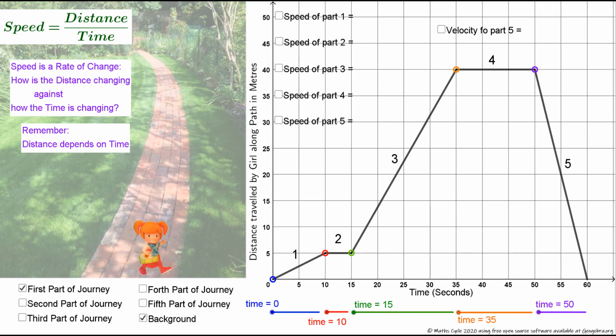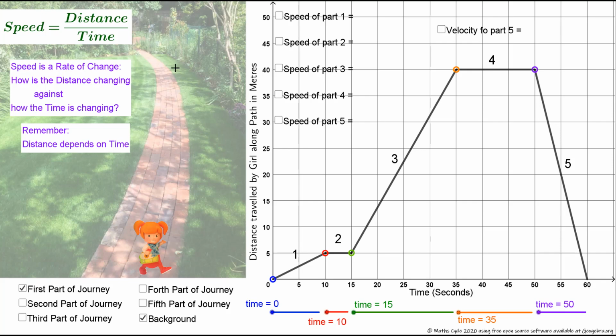Okay, so in order to get the speed of the different sections here, the first thing that we're going to have to do is give a unit of measure to the distance that Tara has travelled along the path. So what we're going to do is we're going to give the unit of measure as meters along the vertical axis now. Okay, so we'll have time in seconds and distance in meters.